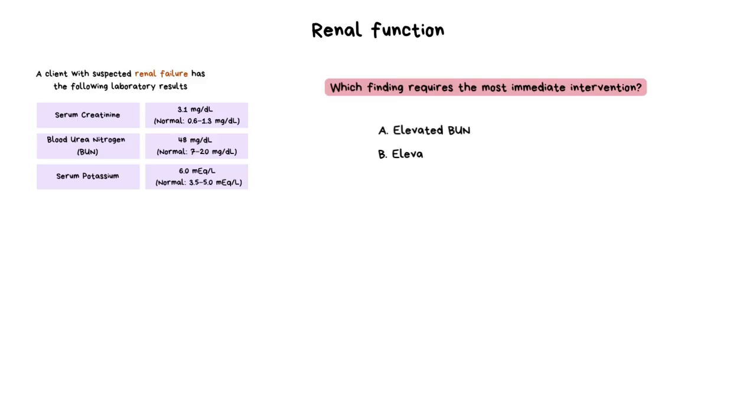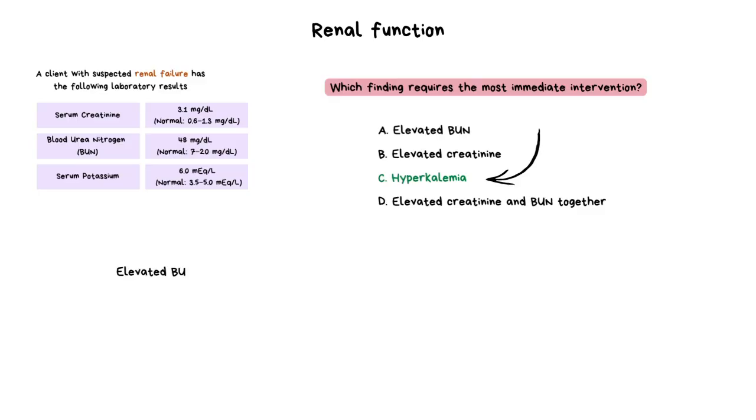Option A, elevated BUN. Option B, elevated creatinine. Option C, hyperkalemia. Option D, elevated creatinine and BUN together. Pause and choose your answer. The correct answer is option C, hyperkalemia.